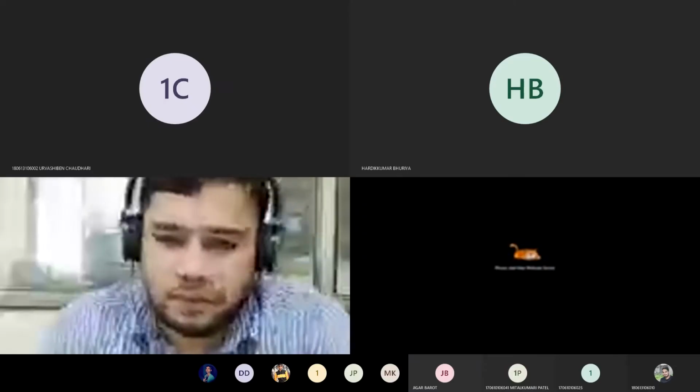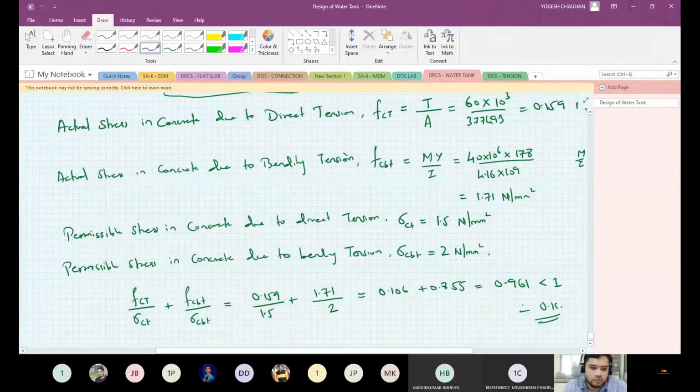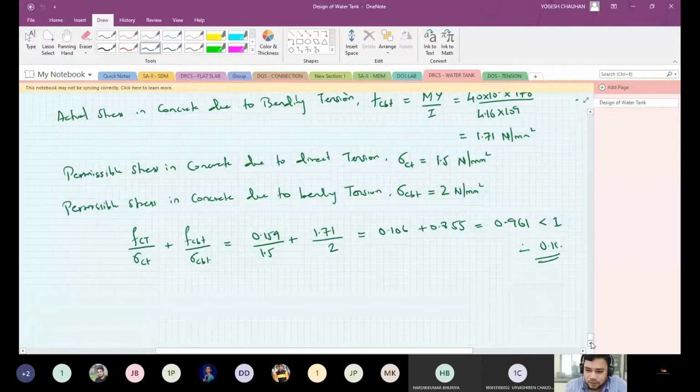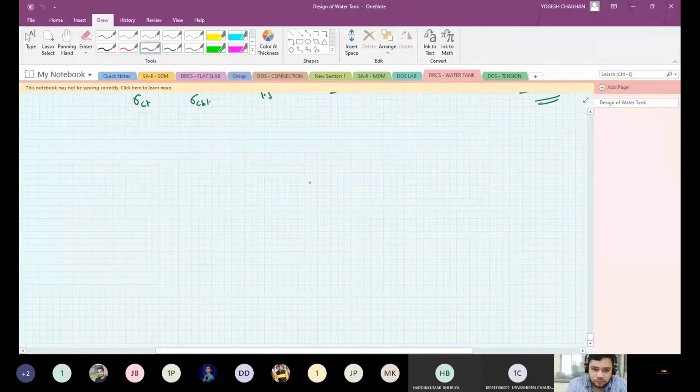Okay, so in the previous class, we have gone through the fundamentals of design of water retaining structures. In that, we discussed the members subjected to combined bending and tension. So today we'll start with another topic, that is design of circular tanks.